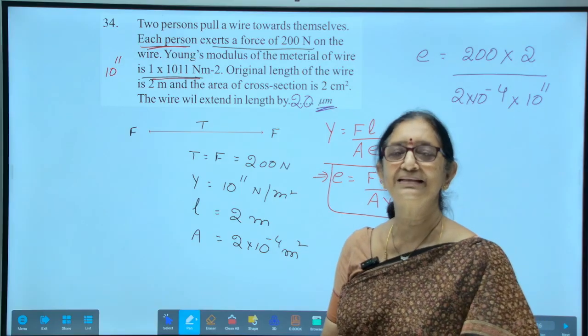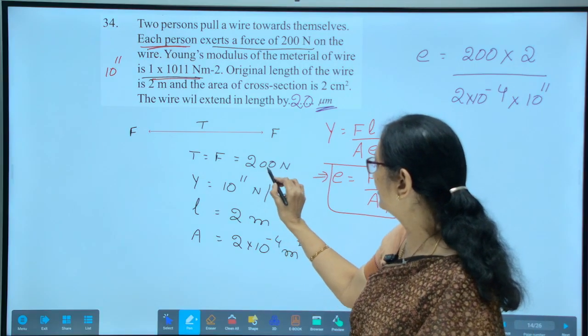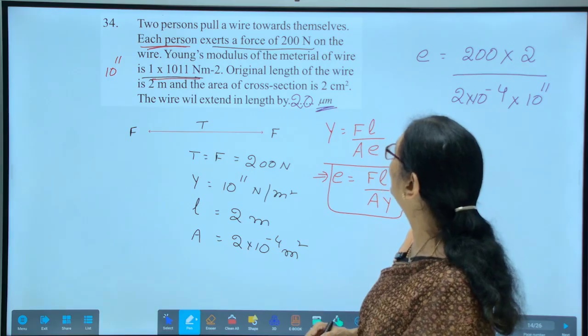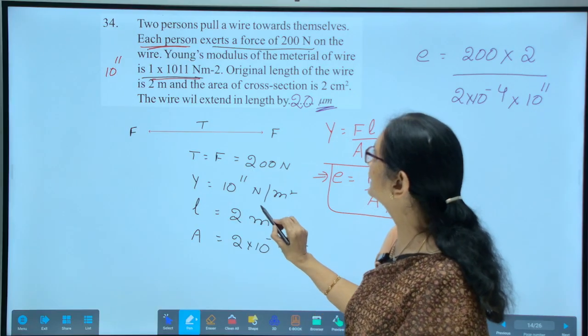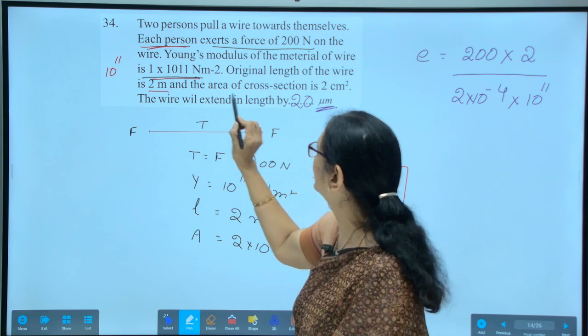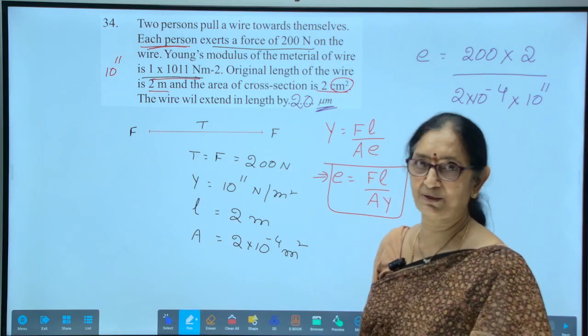Tension in the string is nothing but the restoring force developed in the rope. So the restoring force developed in the rope is 200. Young's modulus is given as 1 into 10 to the power of 11. Length of the wire is given as 2 meters. Area of cross section is given as 2 centimeter square.